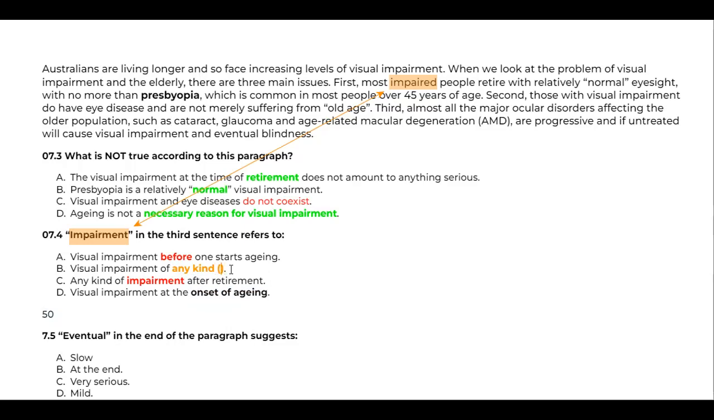it is not talking about the aged people. So this can be only 50% correct. And visual impairment at the onset of aging is much more, because onset of aging means the age is also specified there indirectly. So we can say it is like a 90% correct answer. Others are all 0% correct. So according to me, D will be the right answer.